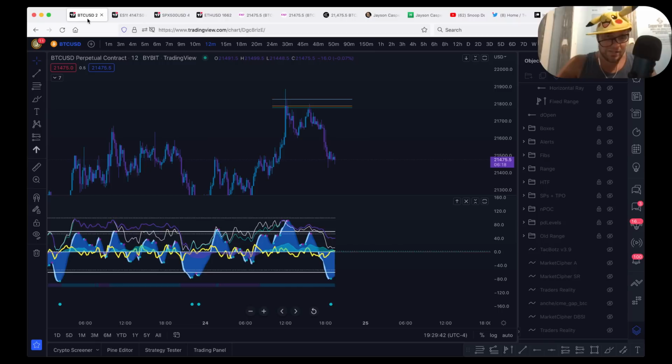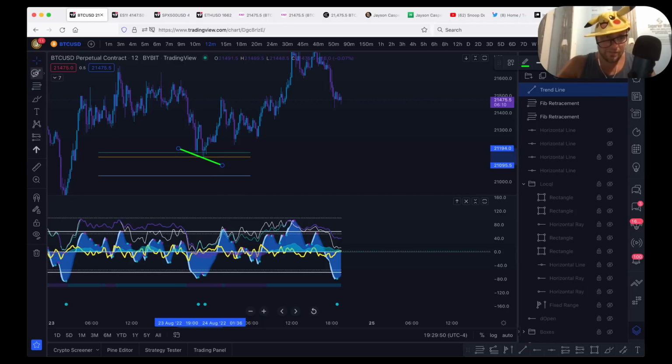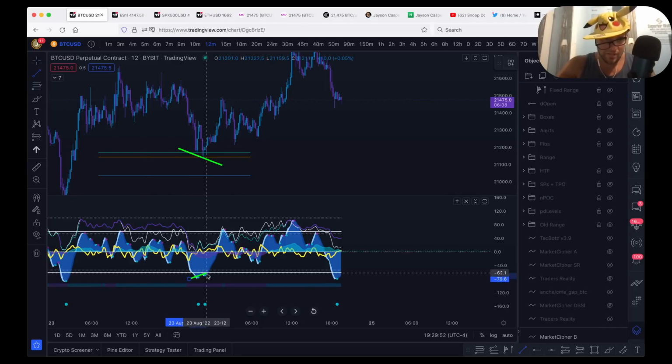Well, first of all, let's define what an uneven butt cheek is. An uneven butt cheek is when price is making a lower low, like this, and the momentum is getting higher. This is showing us that there's an imbalance and that price is going to reverse.